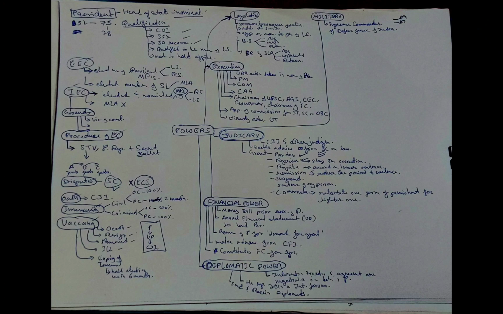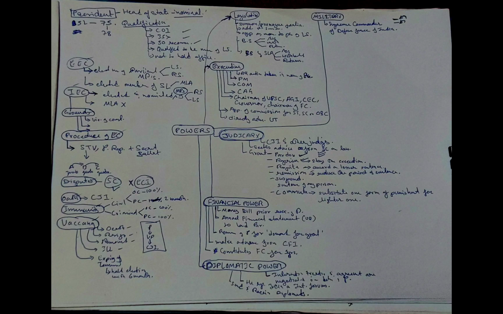Now, under which article are the provisions of the president inscribed in our constitution? It is in Article 52 to 78. Always remember, president, 52 to 78. The provisions for the president are inscribed in it.